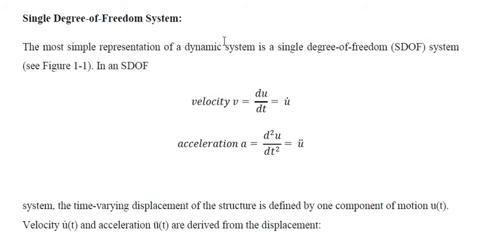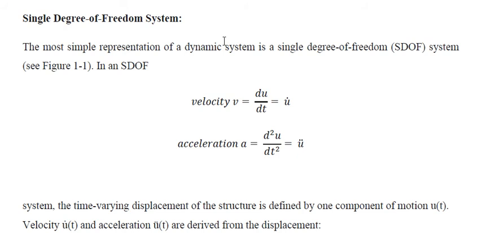Suppose I take two masses and two springs, then it will be a 2 degrees of freedom system. If I take 3 masses and 3 springs connected in series, then it will be a 3 degrees of freedom system. Similarly, there will be multi degrees of freedom systems in which there will be multiple natural frequencies.